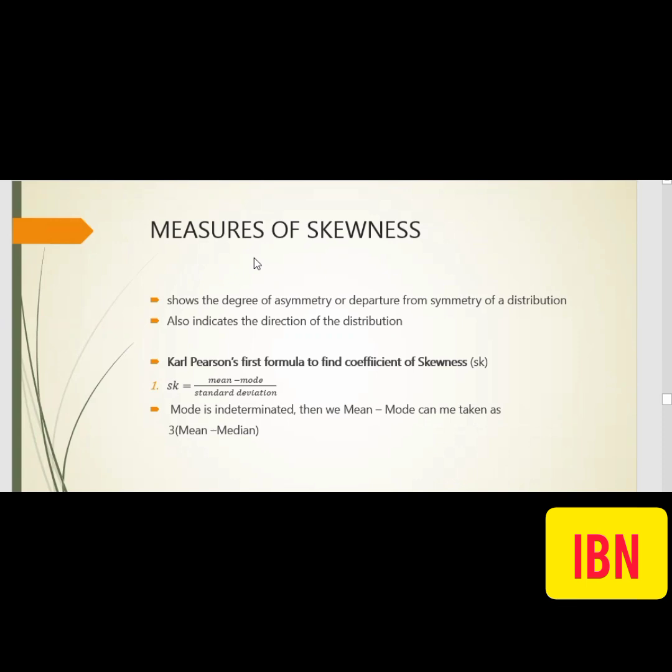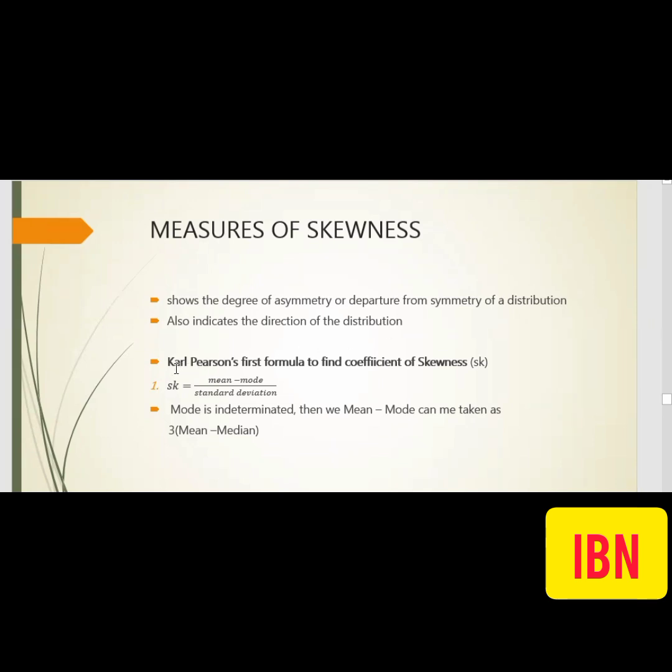But if there is skewness, how much is it? How much are the observations apart from the mean, how many observations are larger than the mean and how many are smaller? So we need to give a numerical measure to that. It shows the degree of asymmetry, or departure from symmetry, of a distribution. A measure of skewness also indicates the direction of the distribution, whether positively or negatively.